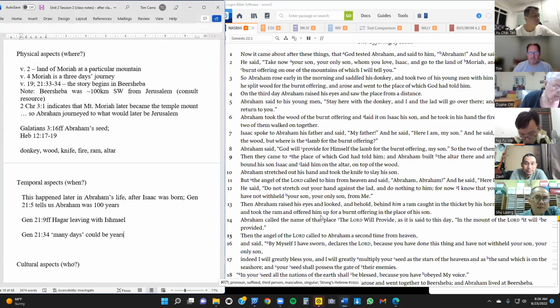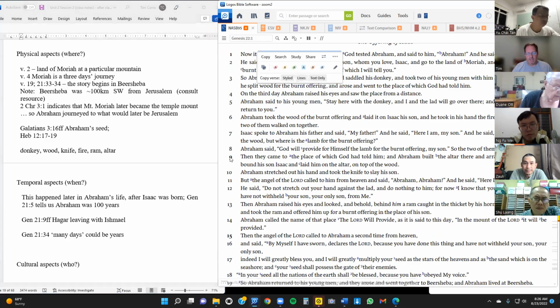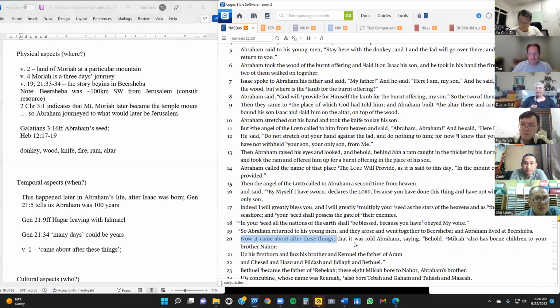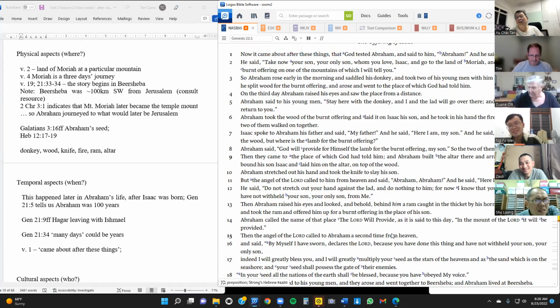And then a couple of you made the comment, it came about after these things. So at some point, after the events of chapter 21, some time has passed. At the end of the chapter, Abraham is fathering children yet from a concubine. So he's in pretty good shape at 100 years old. He could walk for 3 days, and he hiked up to the mountain. Yeah, he's doing pretty good for 110 or whatever he was at this point.